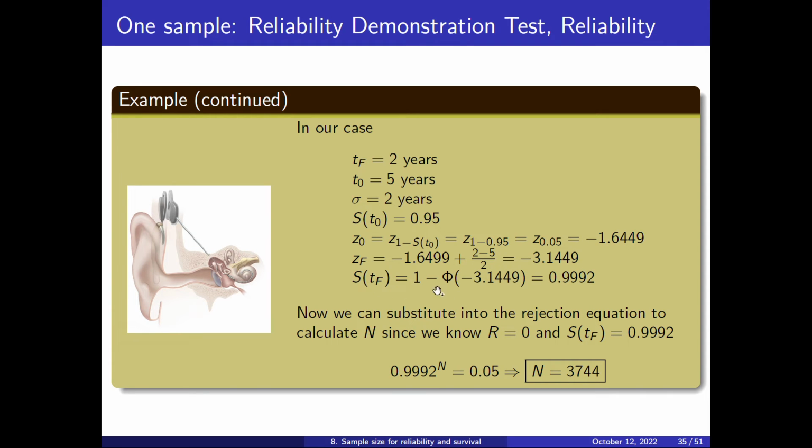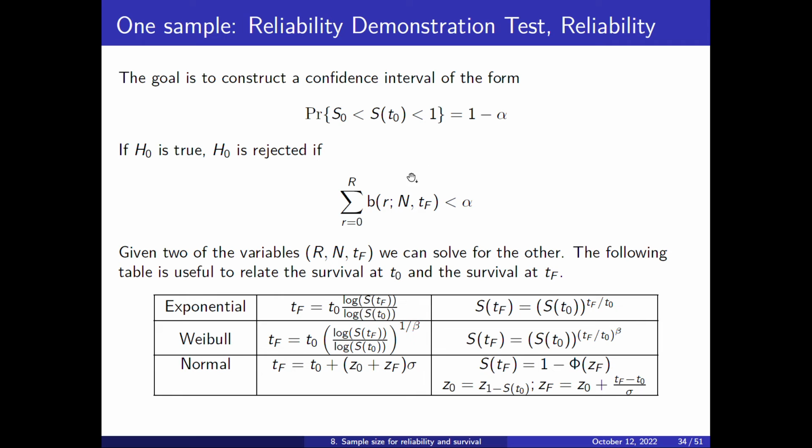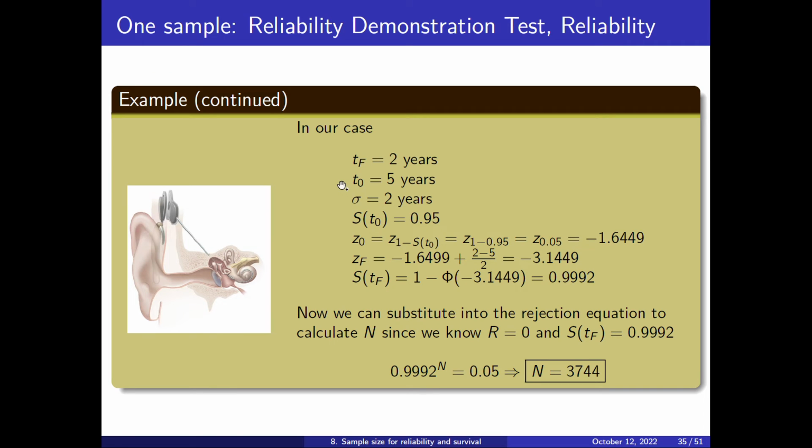So the survival at TF is 0.999, and then we can substitute into the rejection equation with R equals 0. The rejection equation is this one, and we substitute all the values that we have, and it is 0.999 to the n power has to be smaller or equal 0.05. So n has to be larger than 3,000, almost 4,000.